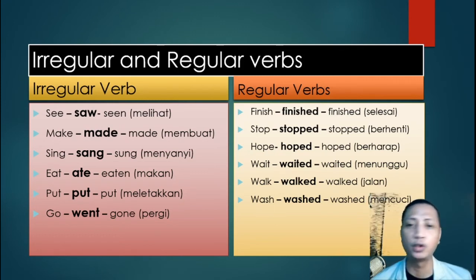And I suggest, if you memorize one word, please try to memorize all 3 forms at once, like see, saw, seen, make, made, made, sing, sang, sang, eat, ate, eaten, put, put, put, go, went, gone, etc. That's the best way of memorizing those 3 forms.